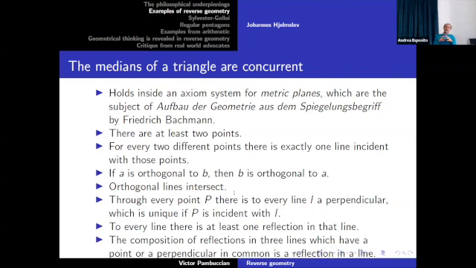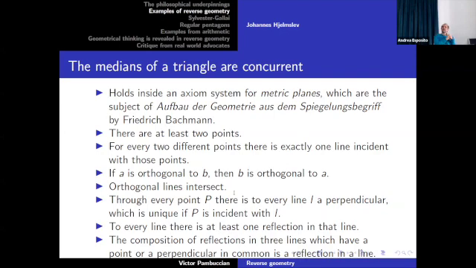If you have these, then you can prove that the medians, so suppose you have a triangle and you're told that each side has this midpoint. And then you look at the joining lines of vertices and opposite midpoints. Usually you expect them to have a point in common.